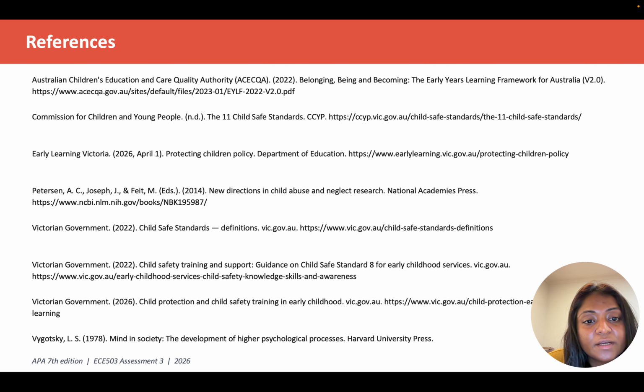We have reached the end of our discussion about the physical indicators of significant neglect and poor hygiene, and these are the references I have been using in order to retrieve the information.